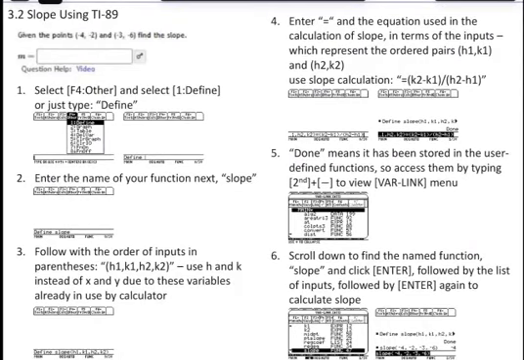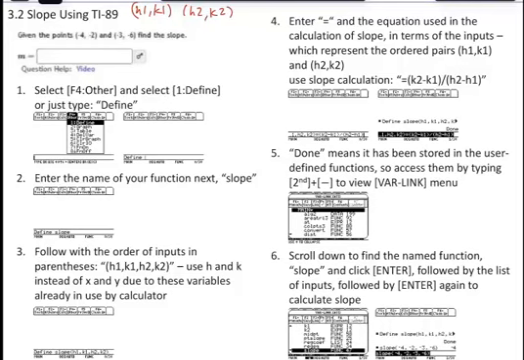So if you're finding the slope between 2 points, you think about these points in terms of x1, y1, as we did when we worked with these by hand. The calculator already assigns x's and y's, so we don't want to use x's and y's for our user-defined functions. So I'm going to use h's and k's, h for the x, k for the y's. So I'm going to look at point h1, k1, and the point h2, k2.